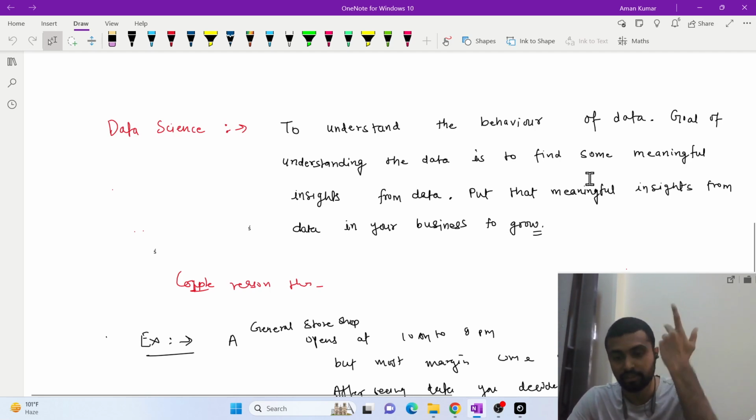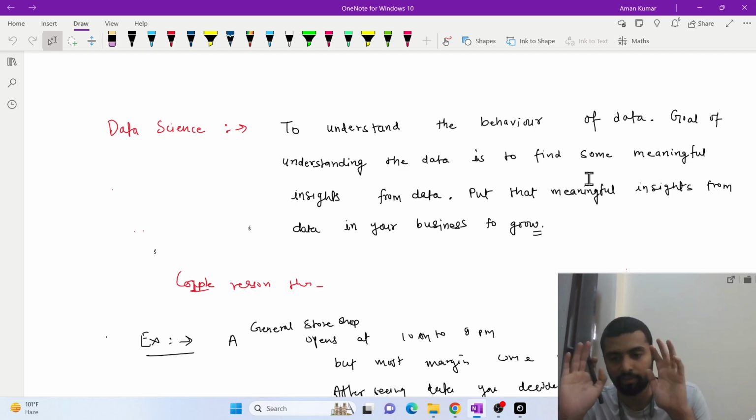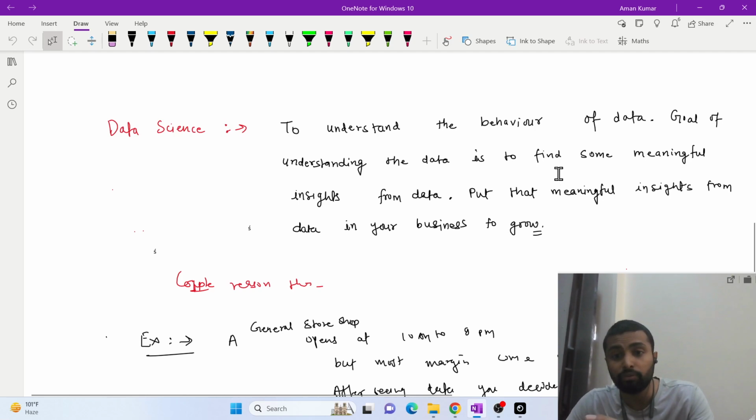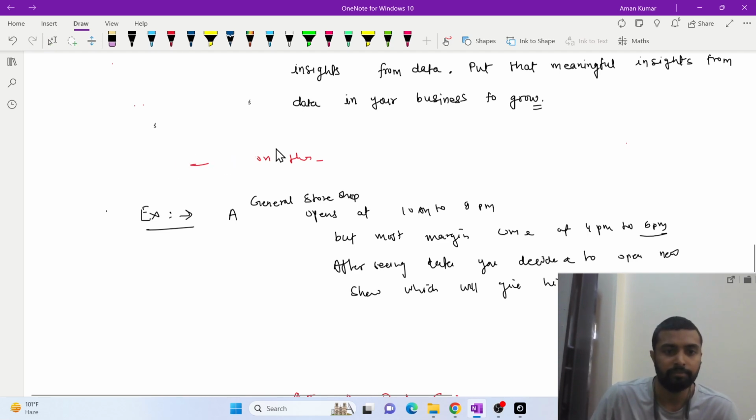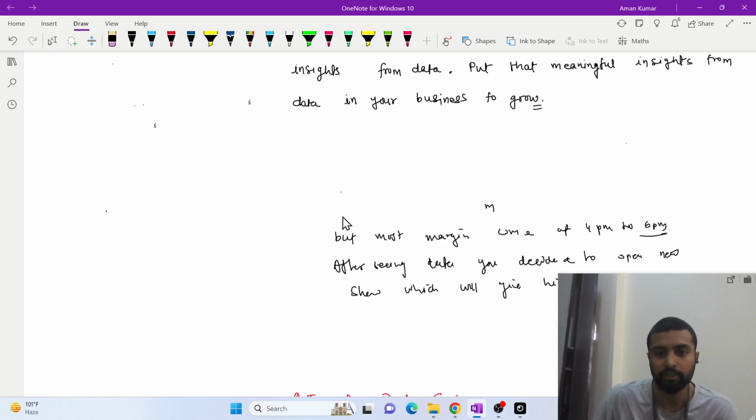Oh man, so many things in this. We can't understand what the meaningful insights are, all those things. Okay, wait, I'm going to give an example, and everything will be clear. What is the meaning of these four lines? We will understand. Just give me a couple of minutes. Okay, so let me remove this first. It was just my preparation.